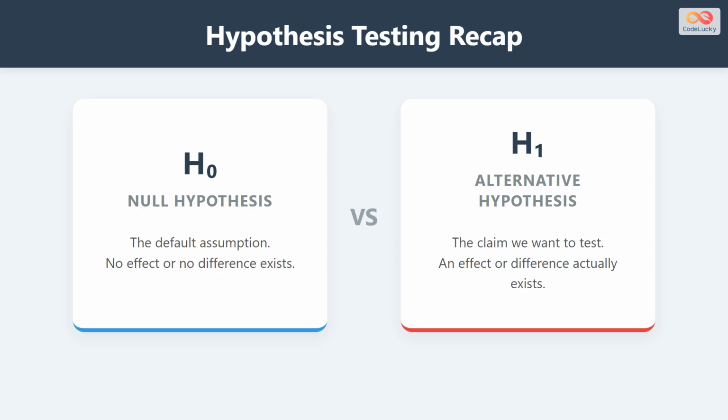First, let's quickly recap the two players in hypothesis testing. We have the null hypothesis, H0, which is our default assumption, usually stating that there is no effect or no difference. Then we have the alternative hypothesis, H1, which is the claim we are testing for, stating that an effect or difference actually exists.